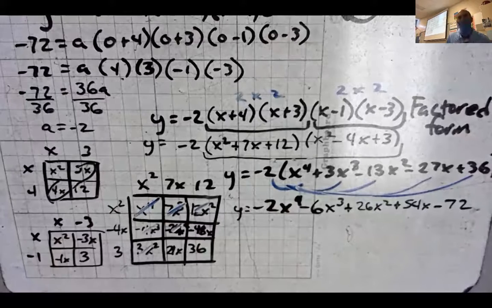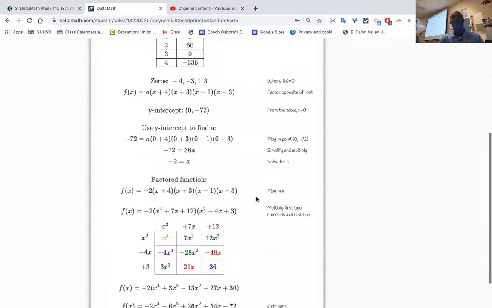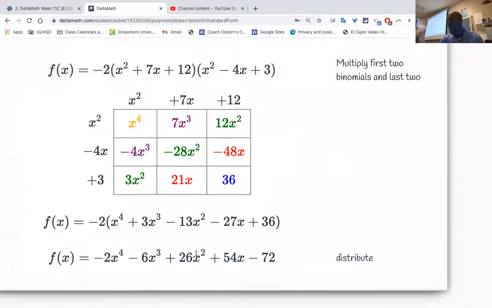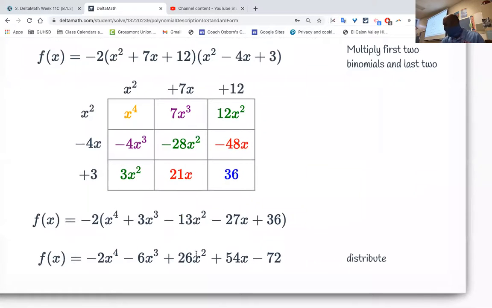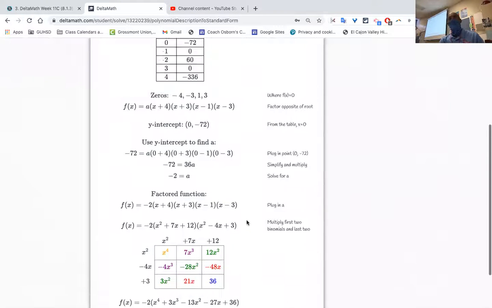Okay. All right, so let's double check that. So we got negative 2, negative 6, positive 26, positive 54, negative 72. Okay, so we're good. All right.